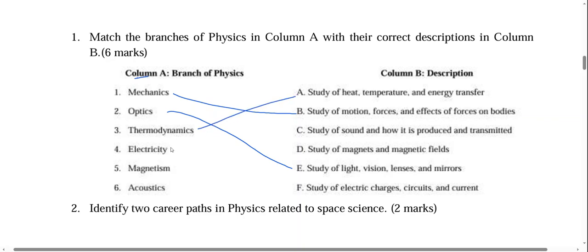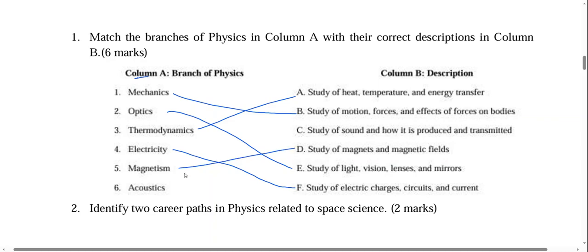Number 4, on column A, electricity, where electricity is the study of electric charges, circuits, and currents. On column B, this is number F, like that. Then column A again, number 5, magnetism. Magnetism is the study of magnets and magnetic fields. There is D on column B.